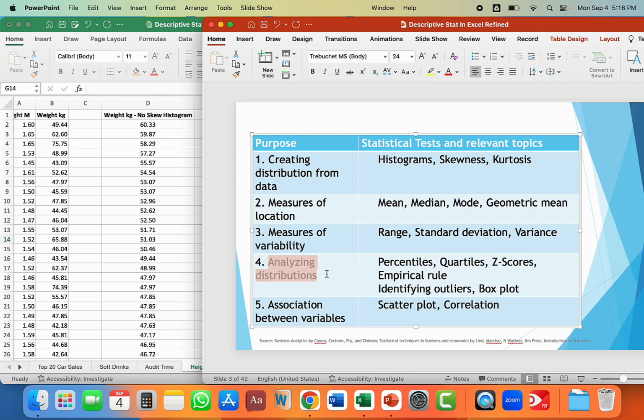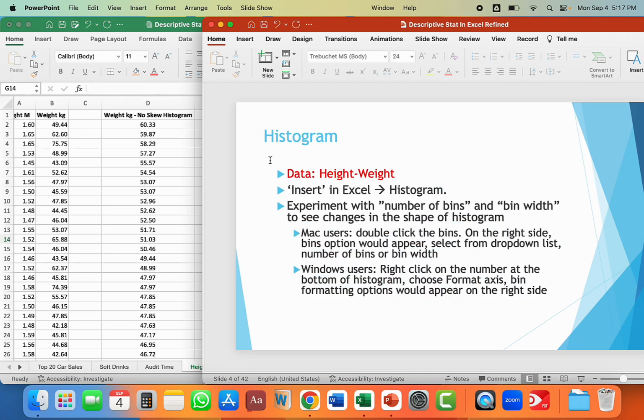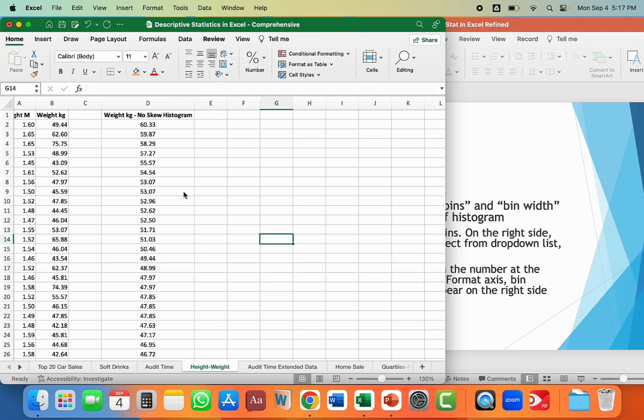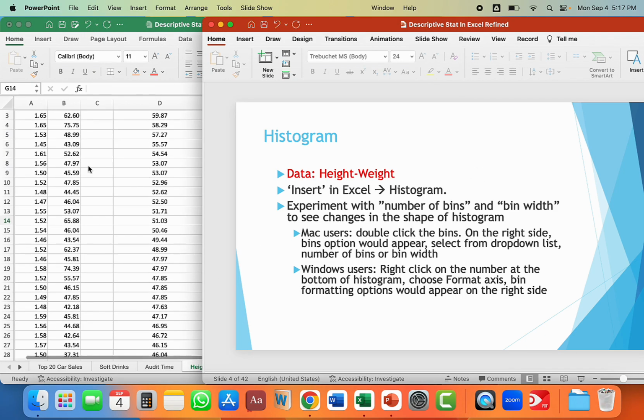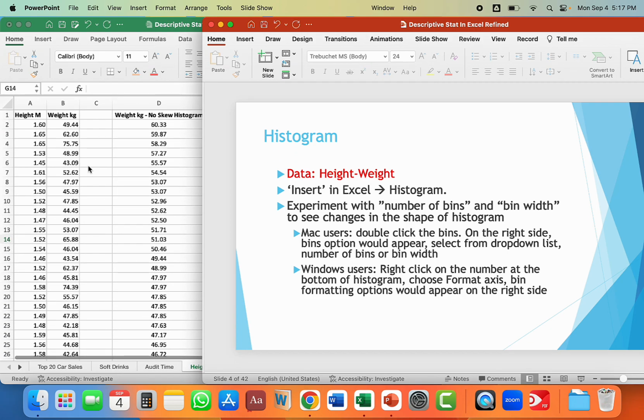And then analyzing distributions in terms of percentiles, quartiles, z-score, and box plot. And the last category would be association between variables using scatter plot or correlation. We will start with the first one, creating distribution from data. For this purpose, we'll be using this data that's called height weight, which means we have a sample of height of people and corresponding weight.